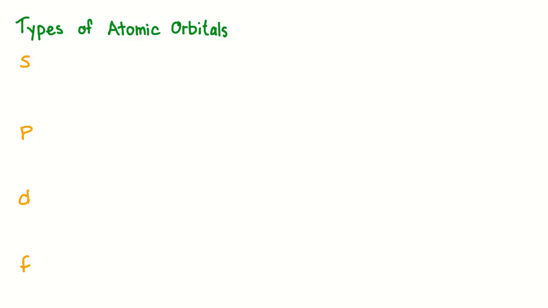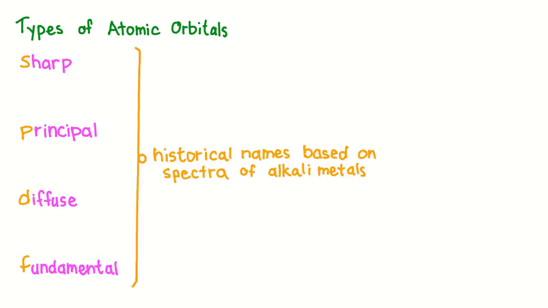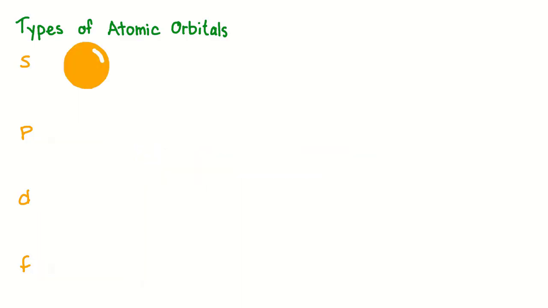These names stand for sharp, principal, diffuse, and fundamental. These are historical names. They were given to these orbitals based on the visual appearance of spectral lines emitted by alkali metals. S-type orbitals are all spherically shaped.